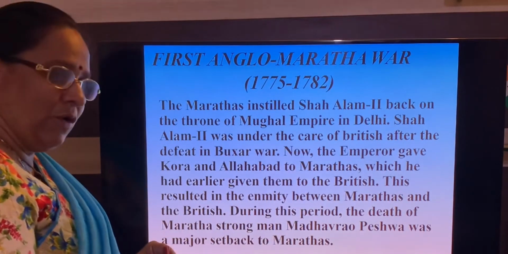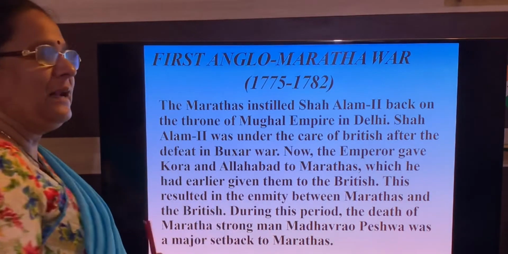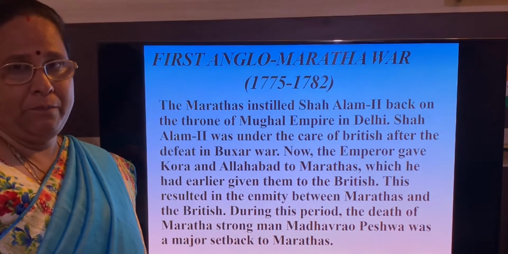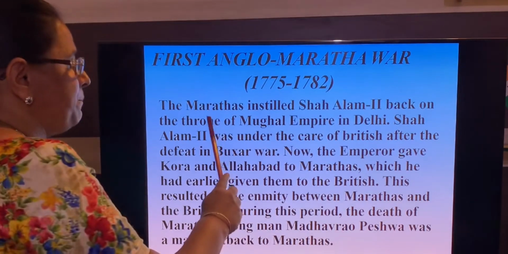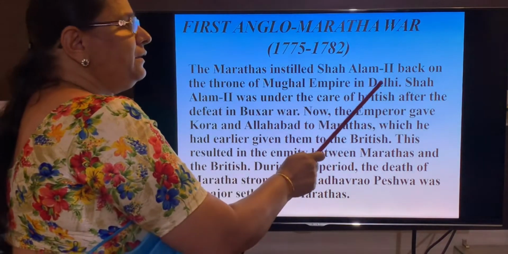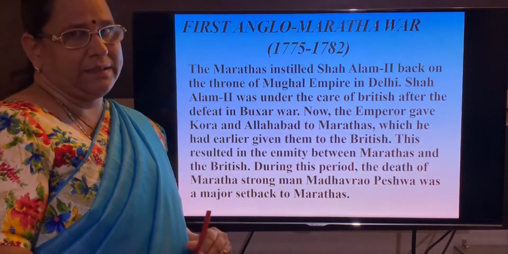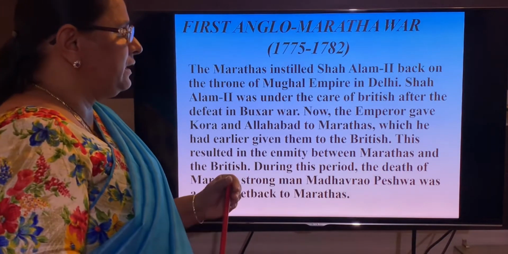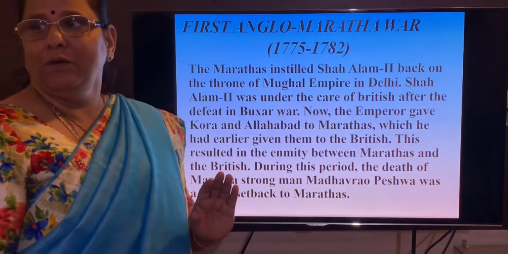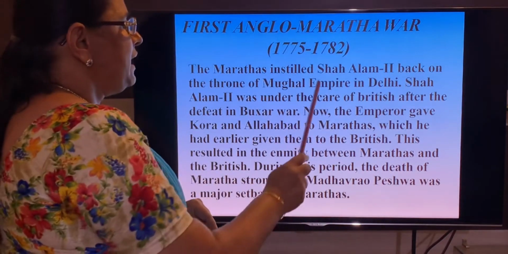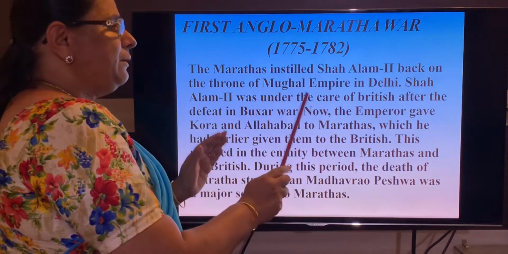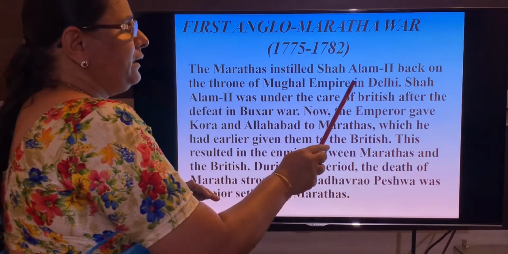So first remember, Shah Alam II was the Mughal emperor in Delhi. After the Battle of Buxar, he was thrown out of Delhi. So the Marathas supported him, Shah Alam II, back on the throne of the Mughal Empire in Delhi. Now we will learn in detail about the first Anglo-Maratha War. Shah Alam was supported by the Maratha ruler and he became the Mughal emperor in Delhi.